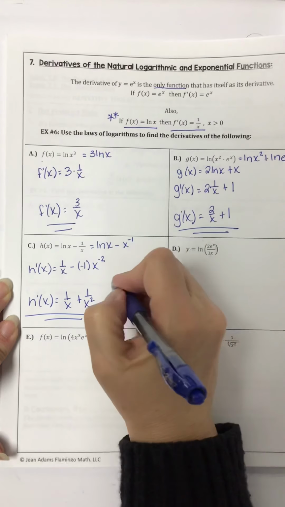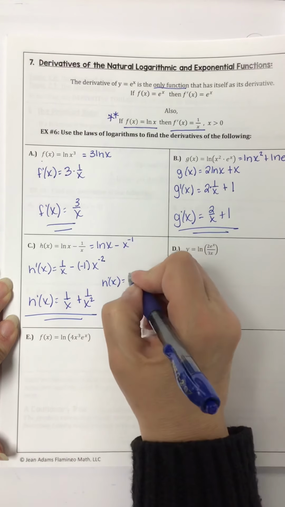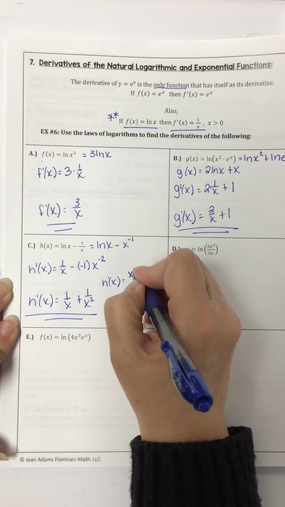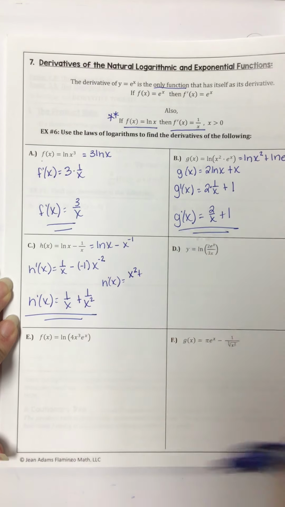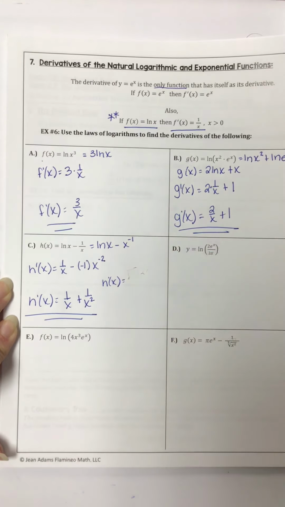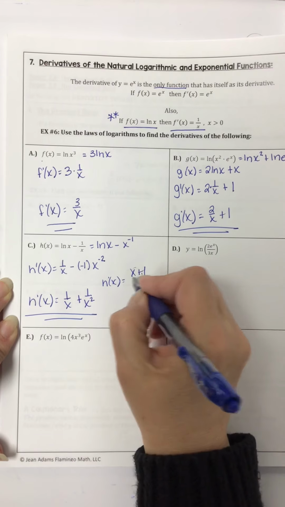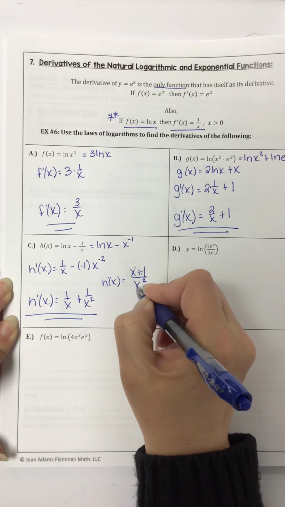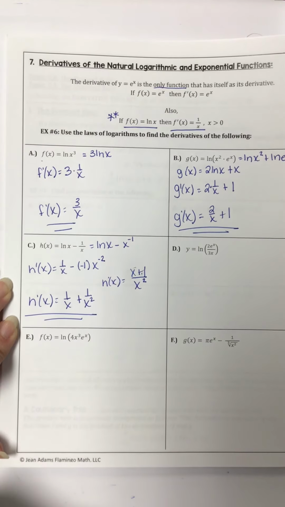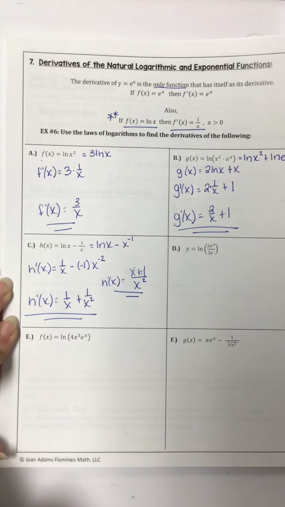What if this was written as x plus 1 over x squared? Is that the same thing? Yeah. It is, right? It's just combined. So you need to be able to recognize that, hey, those are the same.